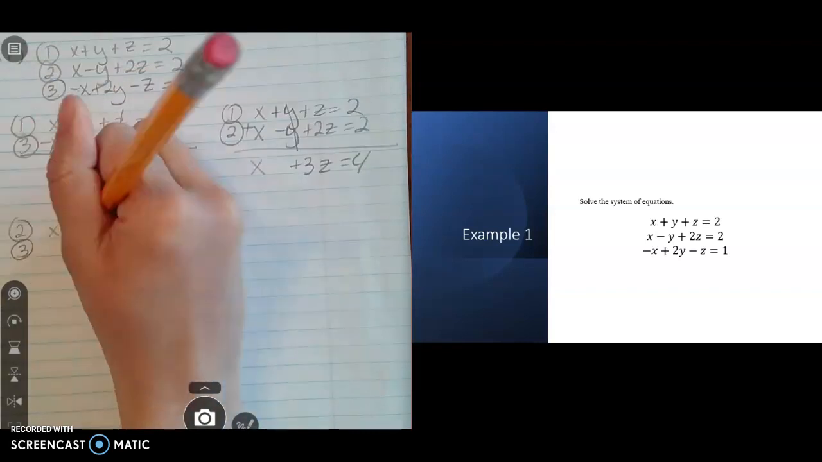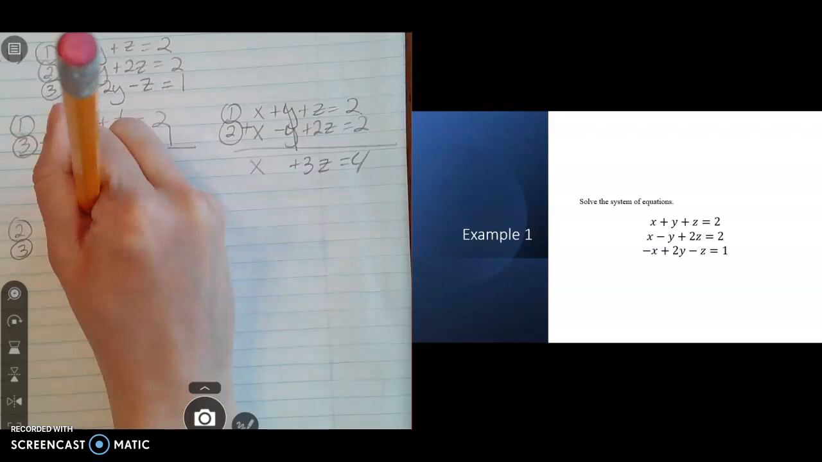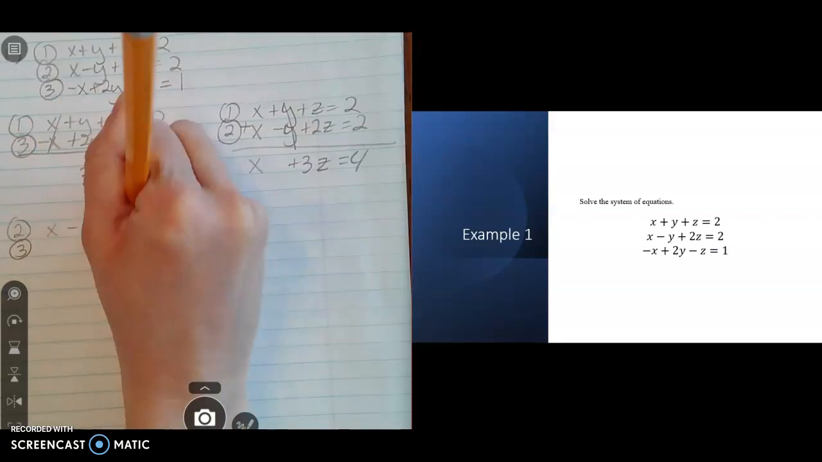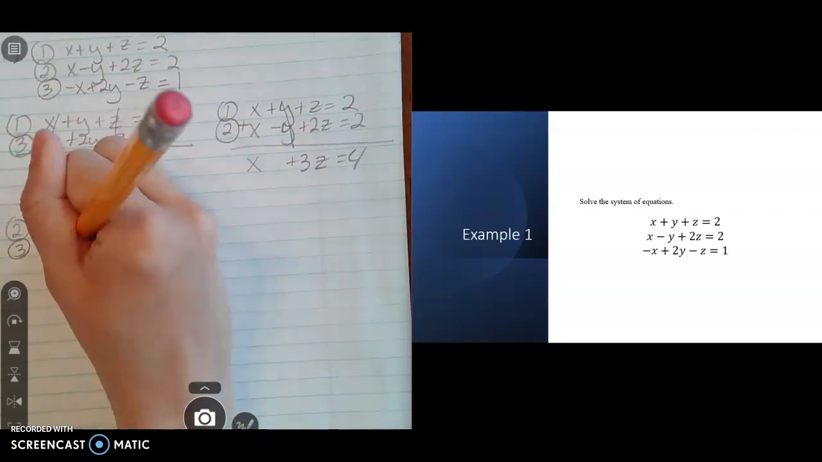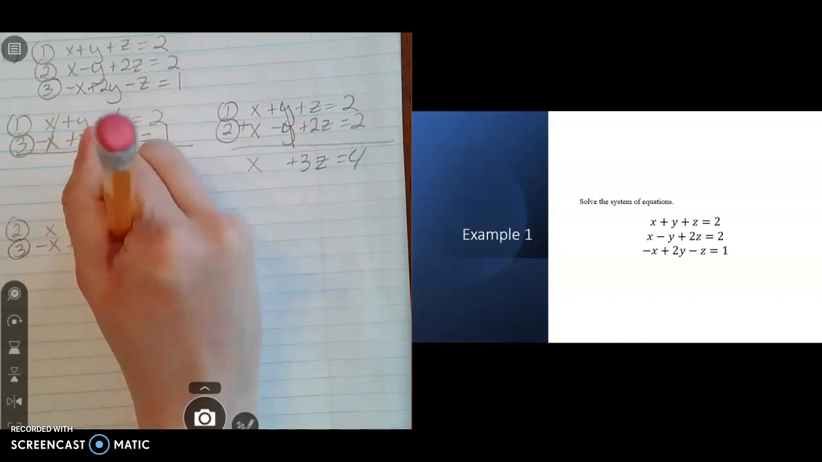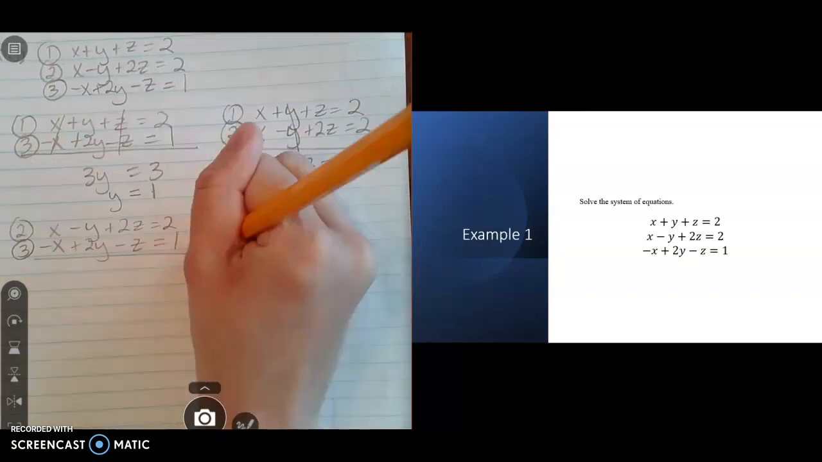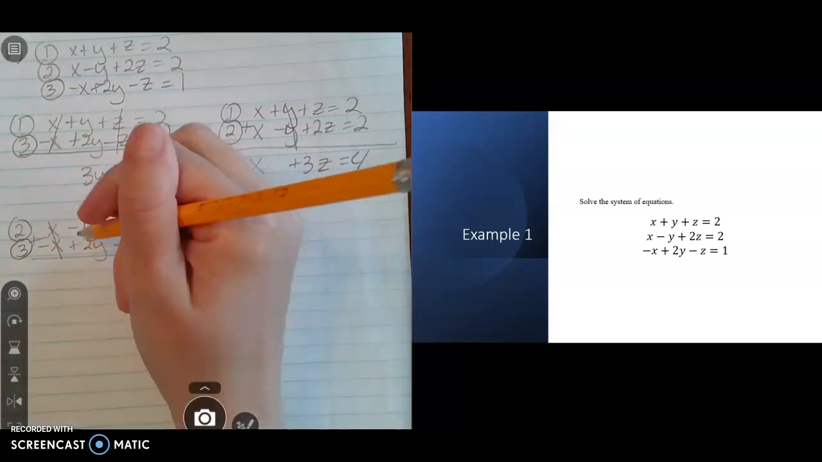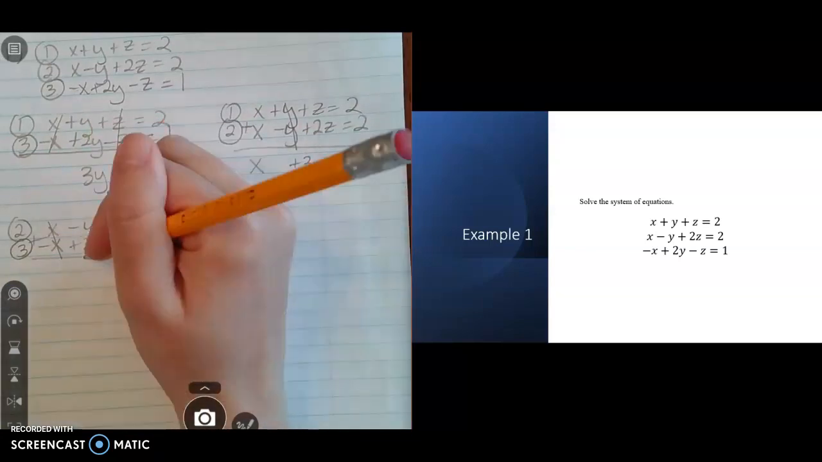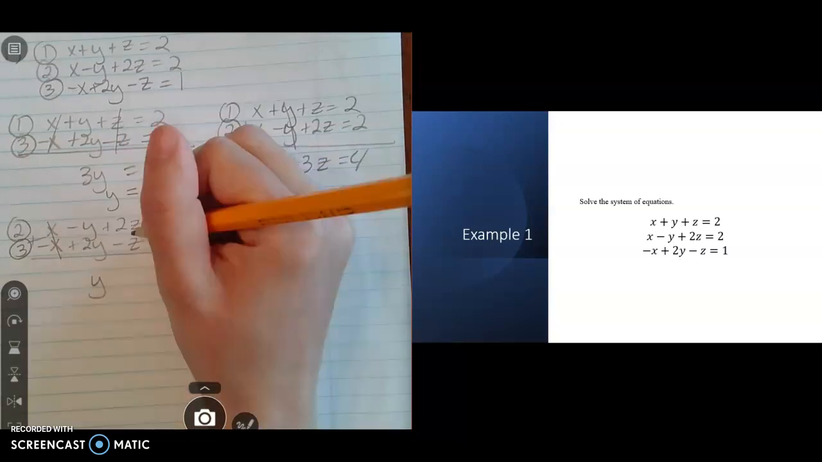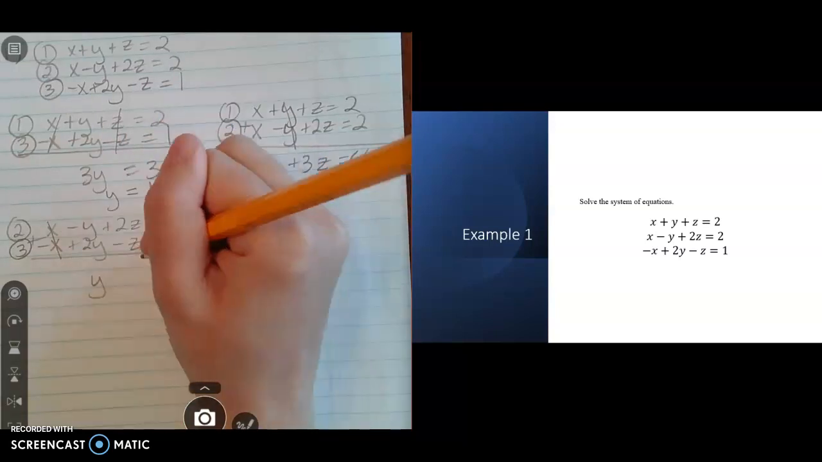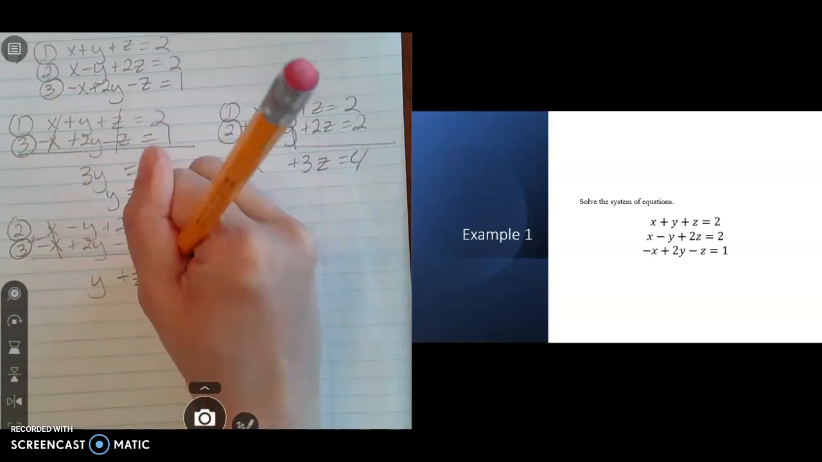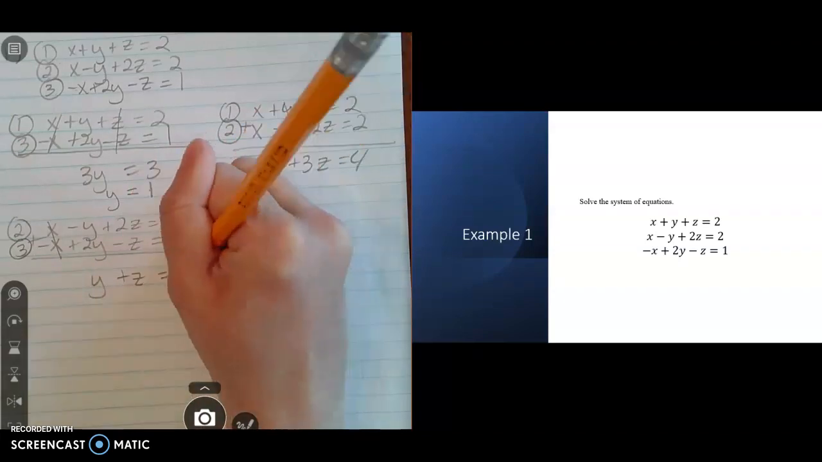Well, equation 2 is x minus y plus 2z equals 2. Equation 3 is negative x plus 2y minus z equals 1. And if I add those together, my x's cancel out, which is helpful. Negative y plus 2y would be positive 1y. 2z plus negative z would be positive 1z. And 2 plus 1 would be 3.